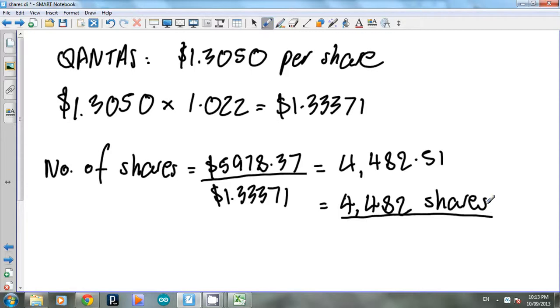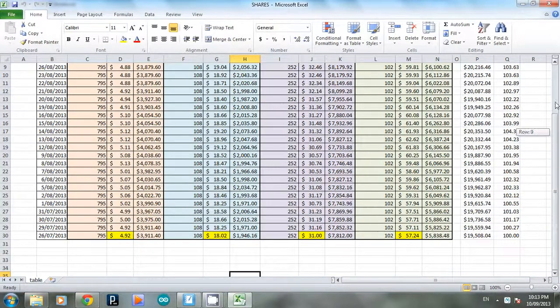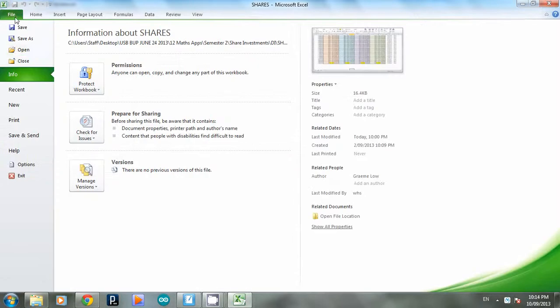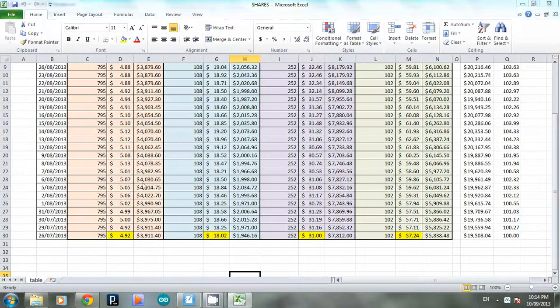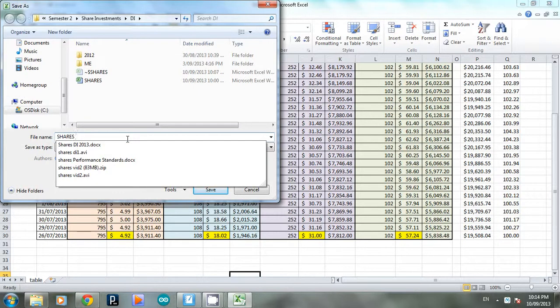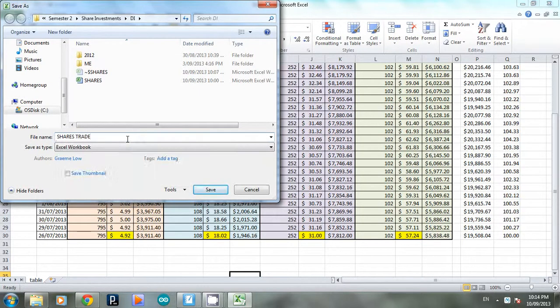Okay, now that I have that, what do I do with it? Well, I'm actually going to want to go back to my original share price spreadsheet here and make that change to it. Now before I do that, I obviously don't want to wipe over the hard work I've already done. So I'm going to save this as something different. I'm going to go Save As and give it a new name. So maybe call it shares trade.